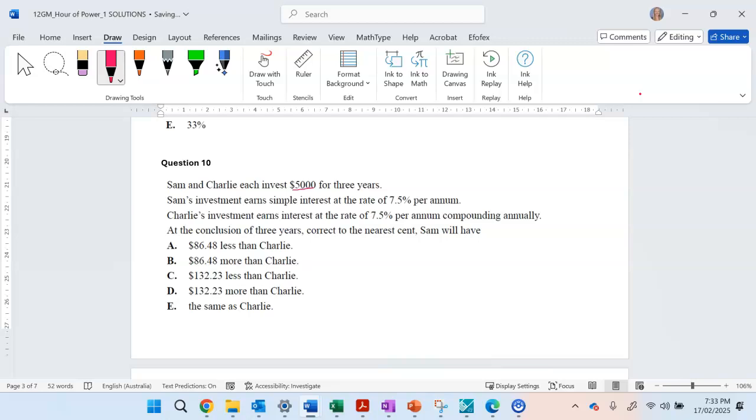Sam and Charlie each invest $5,000 for 3 years. Sam's investment earns simple interest at a rate of 7.5% per annum. Charlie's investment earns interest at the rate of 7.5% compounding annually. At the conclusion of 3 years, correct to the nearest cent, Sam will have... All right, so let's work out each one individually. We'll do Sam on this side, and Charlie on this side.